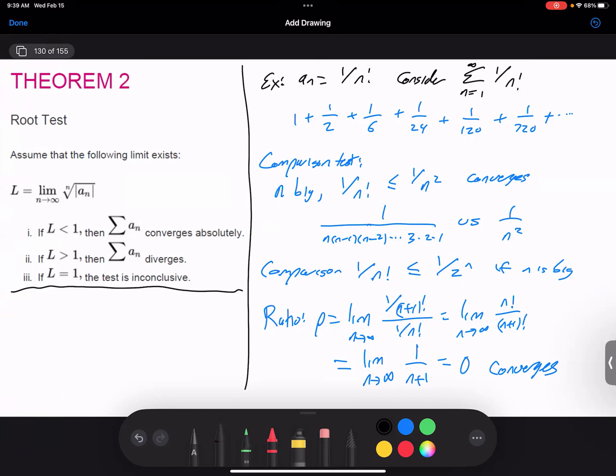Yeah, the root test, which is right on this page, right? This is not going to be conclusive, but let's see which one is the most pleasant. All right, so let L be the limit as n goes to infinity of the nth root of n factorial.